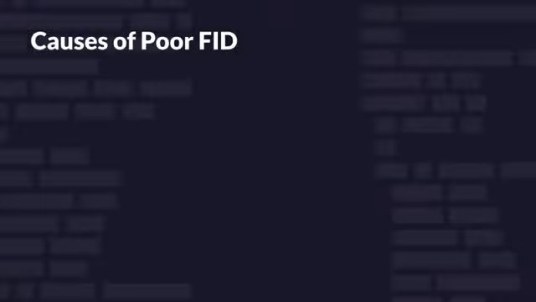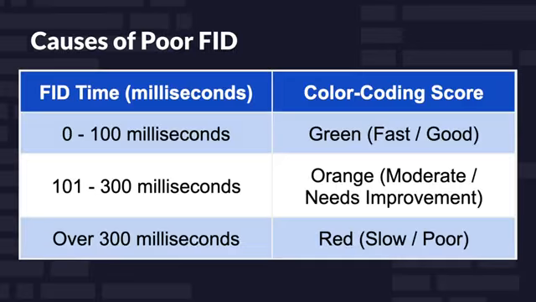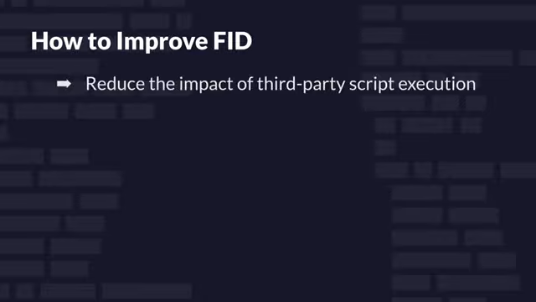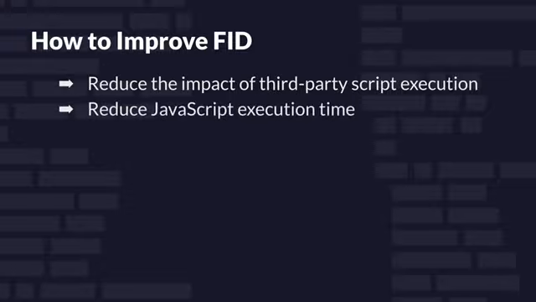So what causes poor FID? The main cause is heavy JavaScript execution. Optimizing how JavaScript parses, compiles, and executes on your web page will directly reduce FID. How to improve it? Well, you can reduce the impact of third-party script execution, reduce JavaScript execution time, like by deferring unused JavaScript or minimizing unused polyfills.